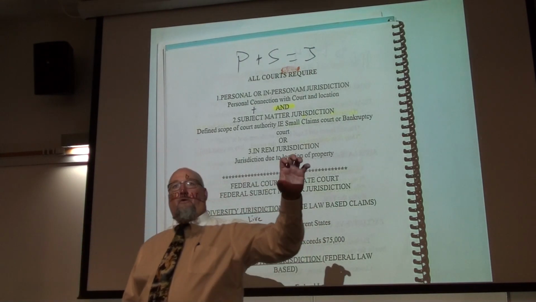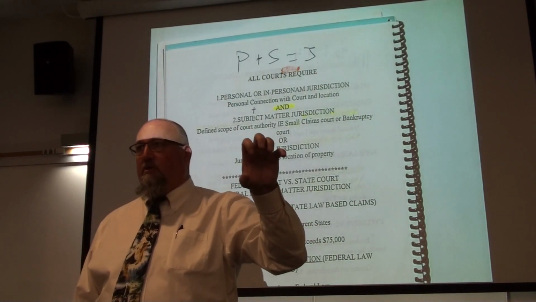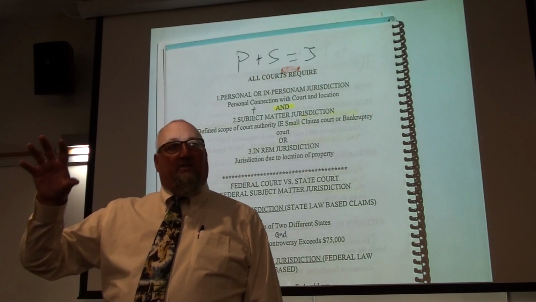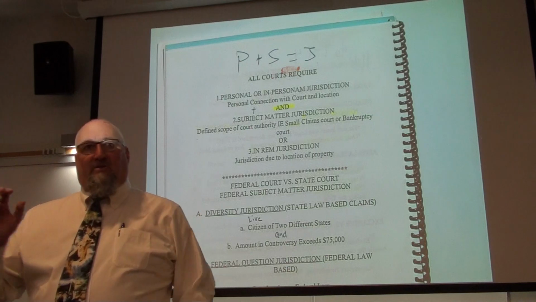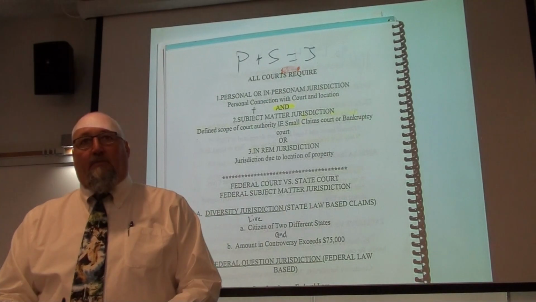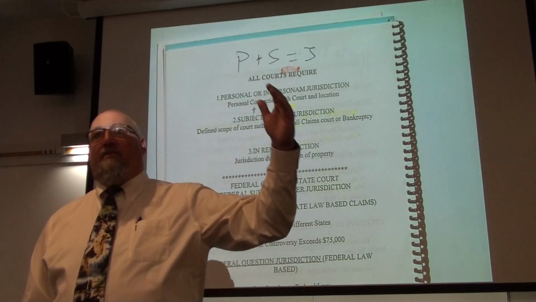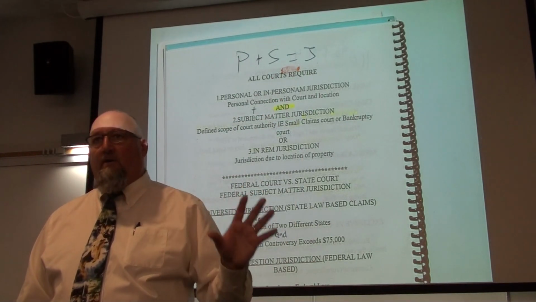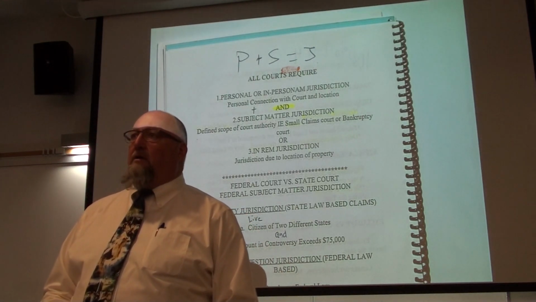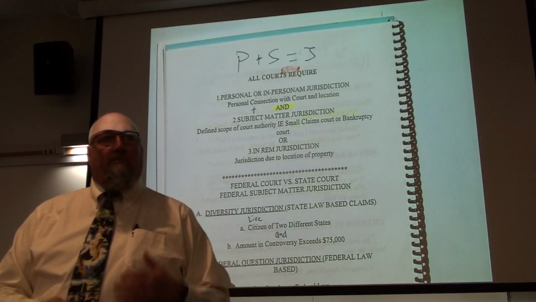So I have to find both a court that has the location that is correct with connections to the parties, and it has to be the court that has correct subject matter jurisdiction. So some courts are very limited on the type of cases they can handle. Bankruptcy I've already talked about, but small claims is another example. Small claims can only handle cases up to $10,000. Depends what state you're in. In Oregon, it's $10,000 max. So if I'm going to sue somebody for $30,000, I don't file it in small claims. It's the wrong subject matter for small claims.